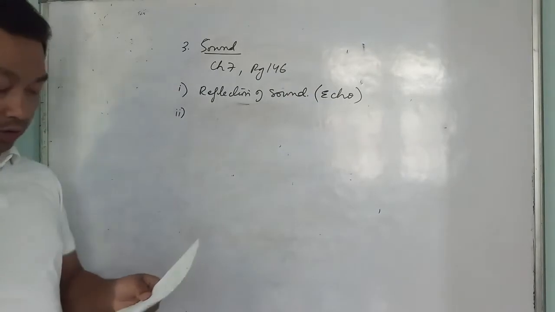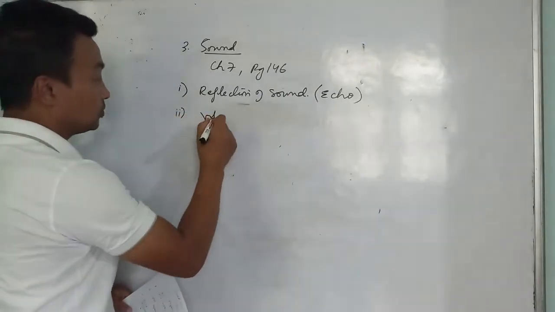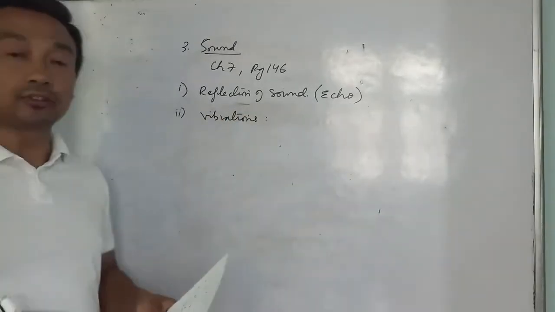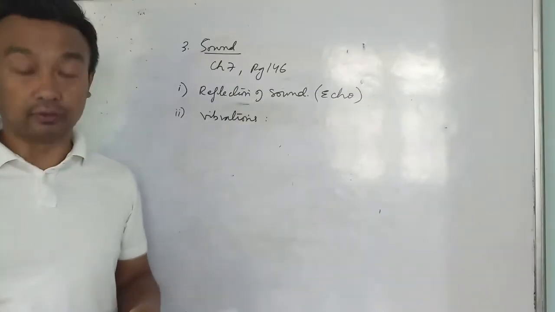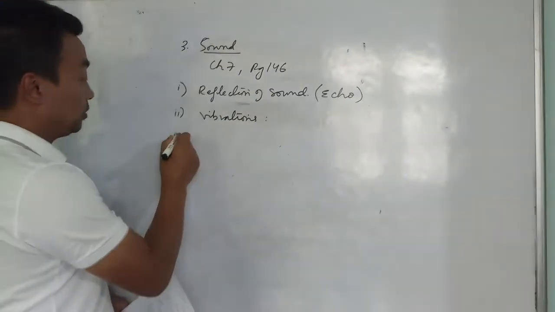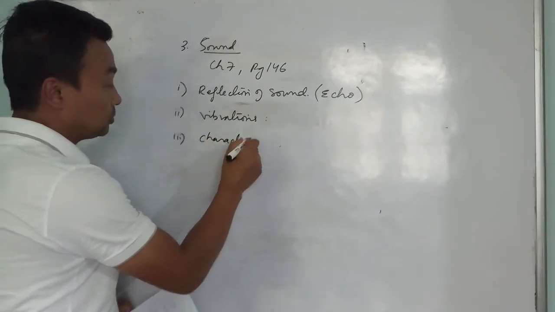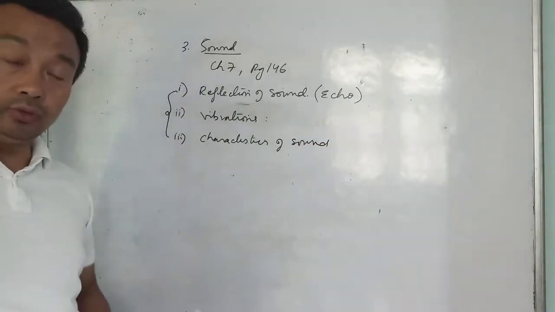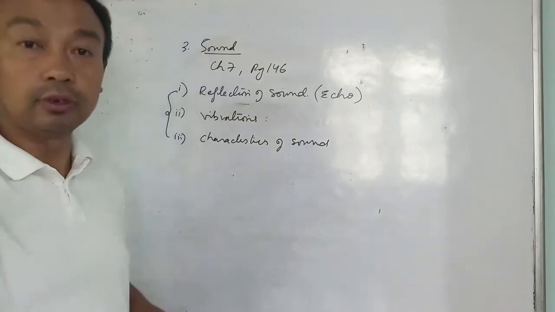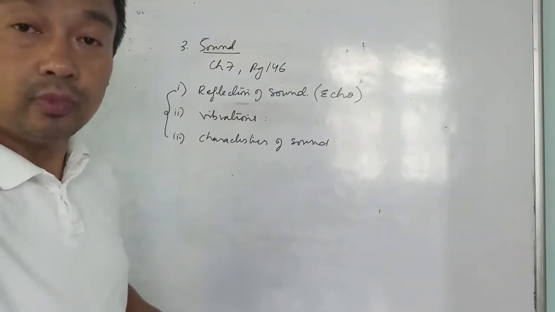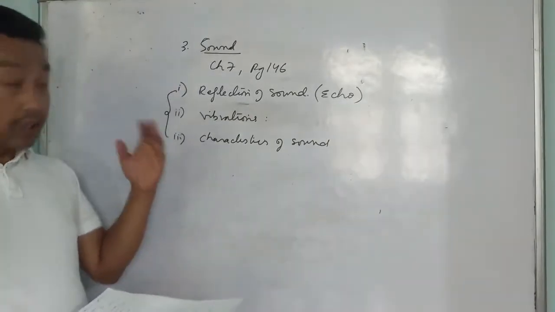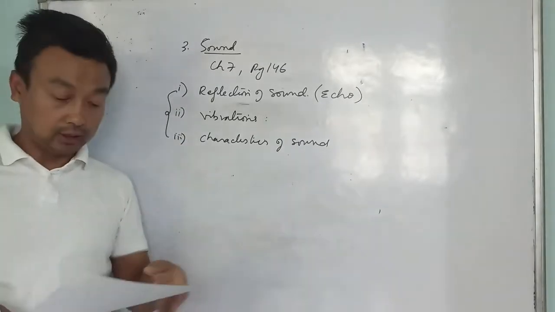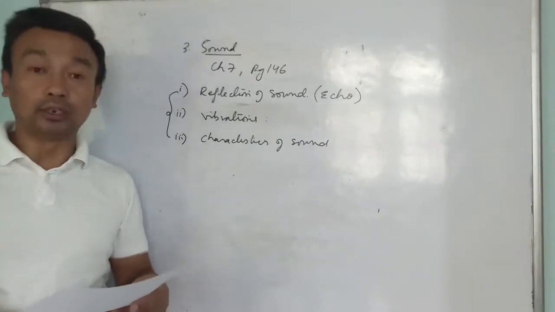Then in the second topic you have vibrations. We are going to discuss three types of vibrations: natural vibrations, damped vibrations, and forced vibrations. Then in the third, you are going to study the characteristics of sound. All these topics are not new for you. You have already done them in your previous classes, like class 7, class 8, and class 9 as well. The characteristics of sound are loudness, pitch, and quality of sound.